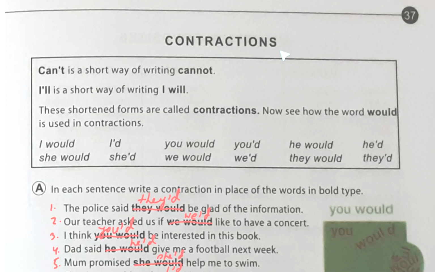Today I have done page number 37 from Junior English Book 4, and today we got the topic, that is contractions. Next day we will do page number 38, and there the topic we will get is antonyms, opposites. Bye for today.